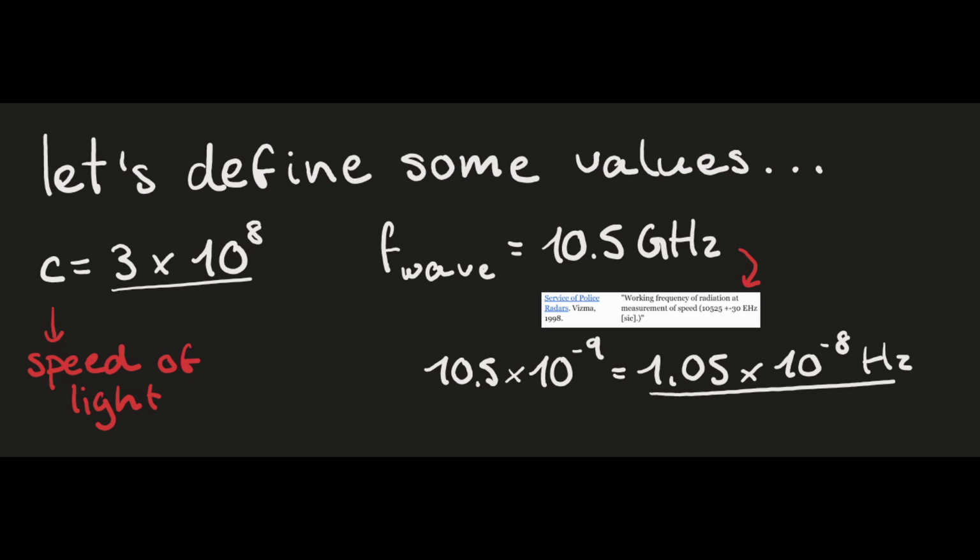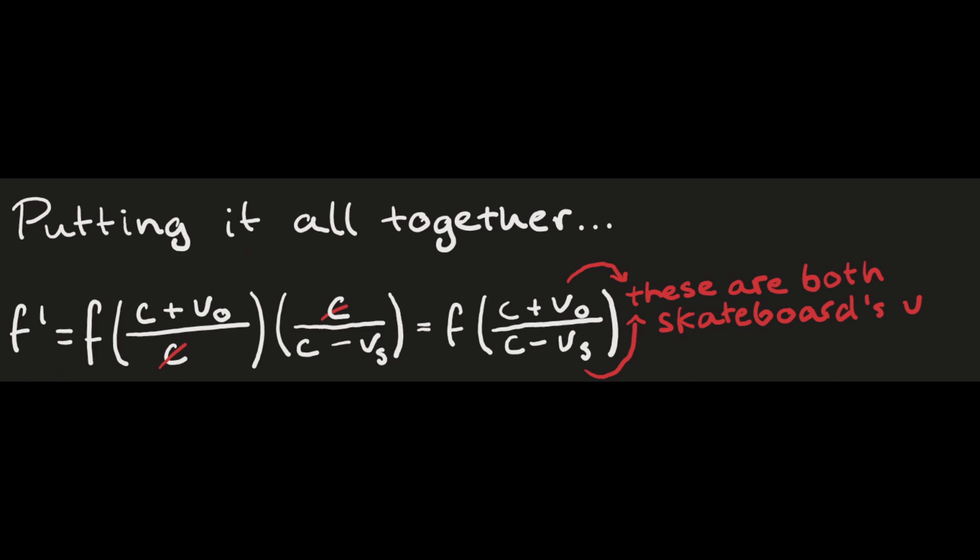Now, let's define some values. We know that c is the speed of light and is equal to 3 times 10 to the 8th meters per second. But we also know that the frequency of the wave, a microwave in this case, is known to be 10.5 gigahertz according to our source. To convert gigahertz to hertz, we just multiply it by 10 to the 9th, which acts as a conversion factor. When putting all this together, there is something of note.